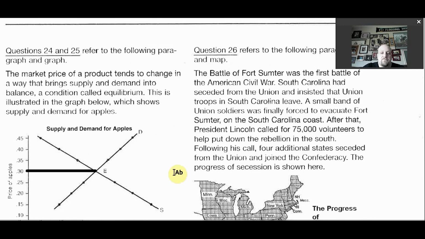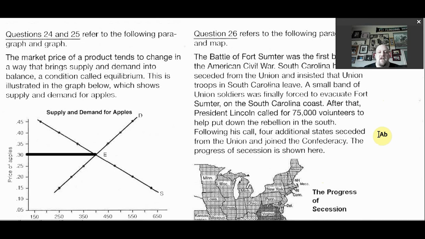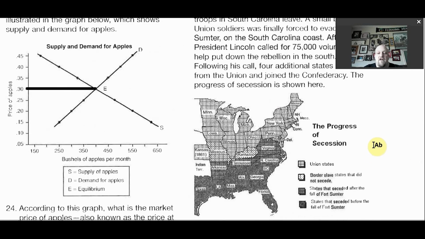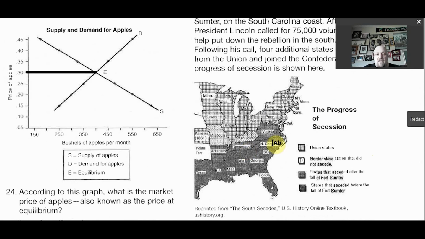Following his call, 4 additional states seceded, meaning 4 more states dropped out of the Union and joined the Confederacy. The Union was the North, and they were against slavery. The Confederacy was the South, and they were for slavery. So the progress of secession is shown here. So you look at your map, progress of secession. You look at your little key here. It's going to tell you.